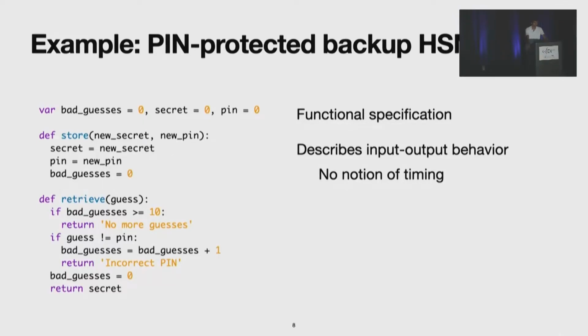So on the left is the functional specification, and we can see that it exposes 2 operations, store and retrieve. Store stores a secret in a pin, and retrieve allows for retrieving the secret given a pin guess, and it enforces a guess limit. The spec is just describing input-output behavior at the function level, and there's no notion of timing here. We couldn't imagine anything simpler for describing the intended functionality of this HSM. This makes for a really clean specification.